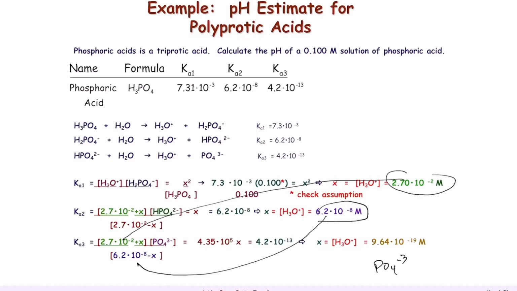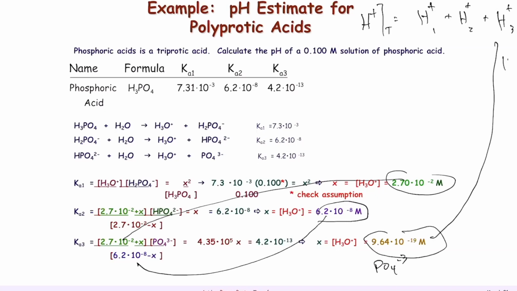The more important thing here is that the total hydrogen ion concentration is equal to the hydrogen ion concentration from the first equilibrium plus the hydrogen ion concentration from the second equilibrium plus the hydrogen ion concentration from the third equilibrium. The third equilibrium hydrogen ion concentration is 10 to the minus 19. The second equilibrium concentration is 10 to the minus 8. And the first equilibrium concentration is 10 to the minus 2.